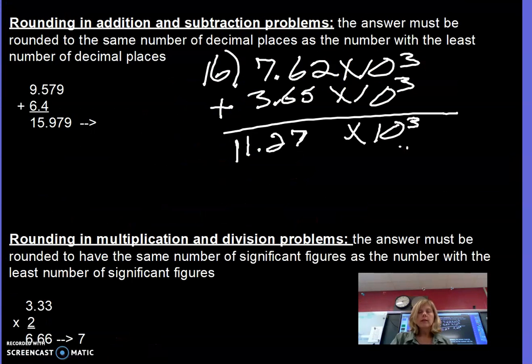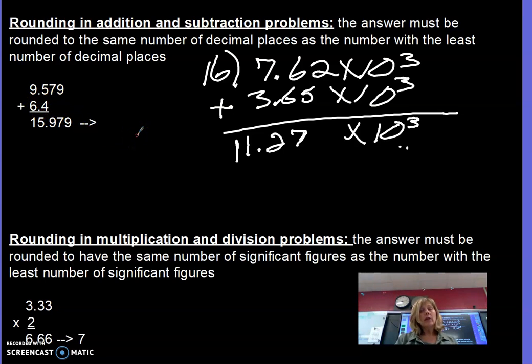So here are the rules. In rounding, in addition and subtraction problems, the answer must be rounded to the same number of decimal places as the number with the least number of decimal places. So when we're talking about addition and subtraction, we're talking about places. Like this is the ones place, this is the tenths, hundredths, thousandths place, and this number we have is in the ones and then the tenths place.